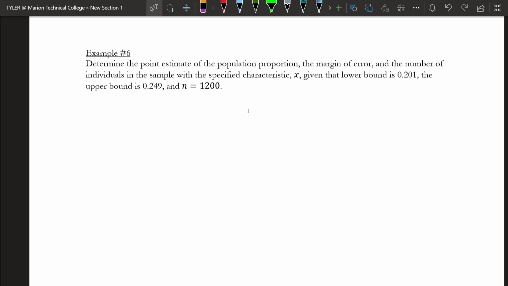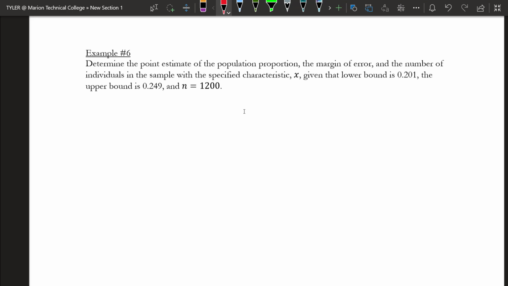So now we're ready to look at example 6. It says determine the point estimate of the population proportion, the margin of error, and the number of individuals in the sample with a specific characteristic x, given that the lower bound is 0.201 and the upper bound is 0.249. Right?